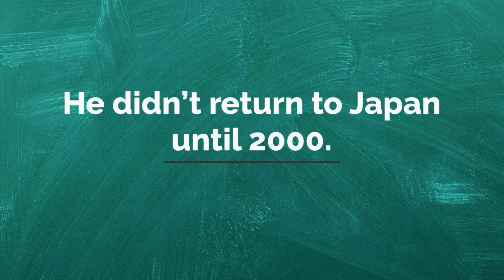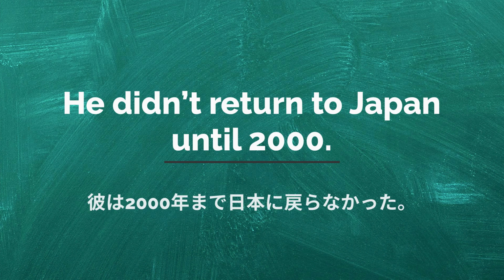Return to X. X に戻る。 Return to X. He didn't return to Japan until 2000. 彼は2000年まで日本に戻らなかった。 He didn't return to Japan until 2000.